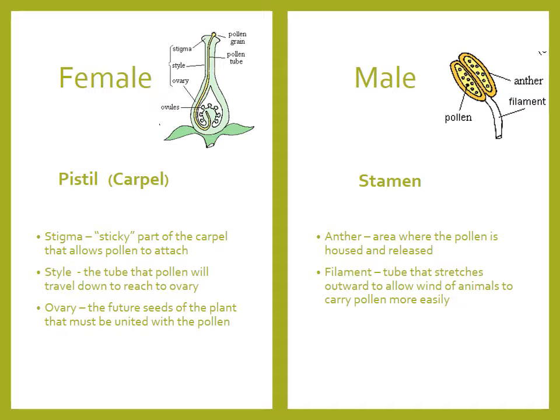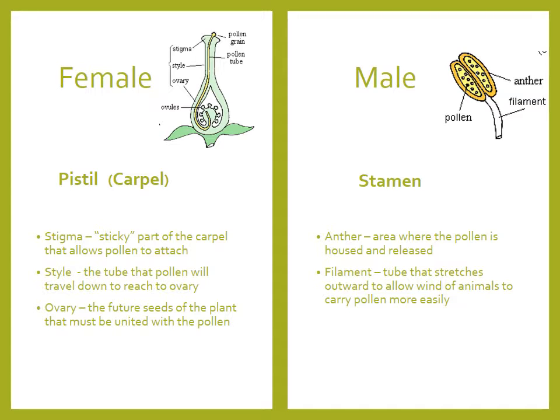The style is just the tube that kind of delivers the pollen down to the ovary. It can be used a little bit later on in some fruits as a protective layer, and we'll probably talk about that in just a few slides. And then the ovary, once again, this is where the future seeds of the plant are stored, and they must be united with the pollen here. Basically, the style serves as the fallopian tube, and the ovary acts as the ovary that we find that produces eggs inside of female mammals.